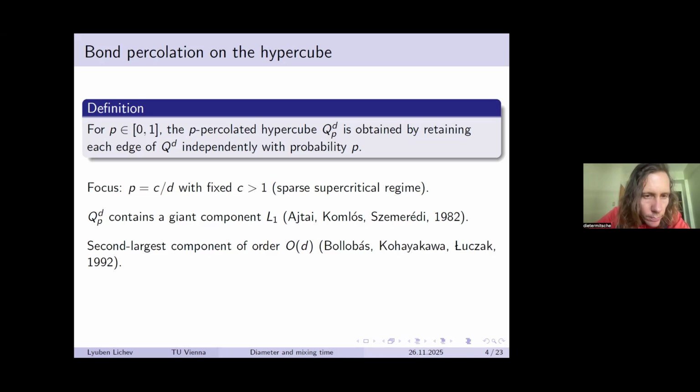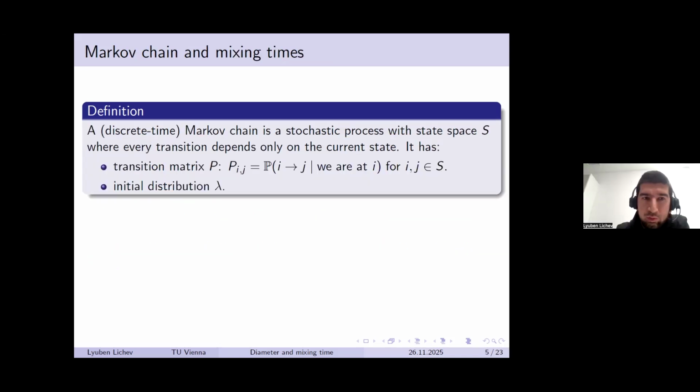Thank you. Today we're going to be interested in the mixing time of certain random walks. In order to introduce what this is, I have to tell you something about Markov chains. So let's have a very quick crash course on Markov chains.